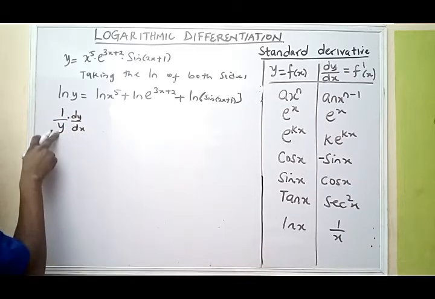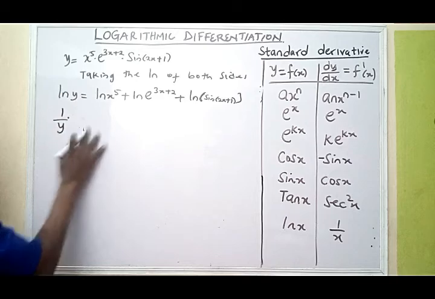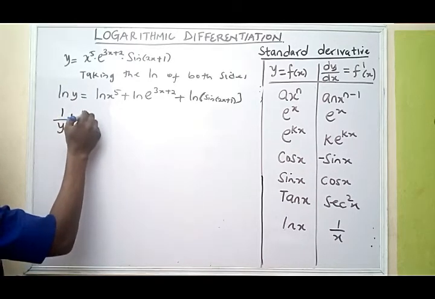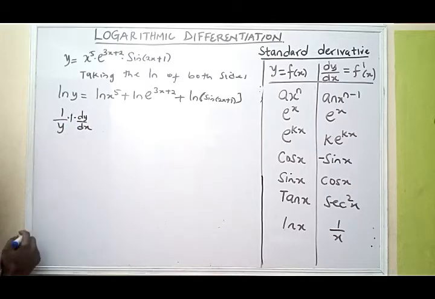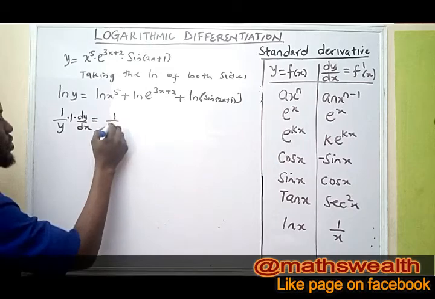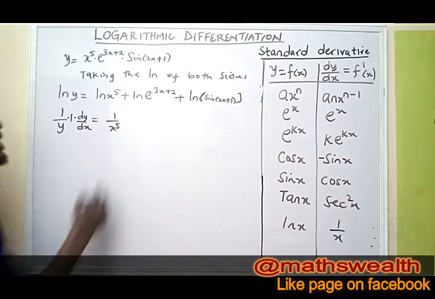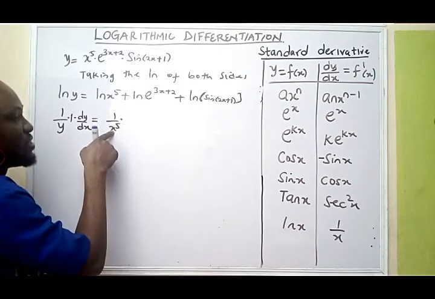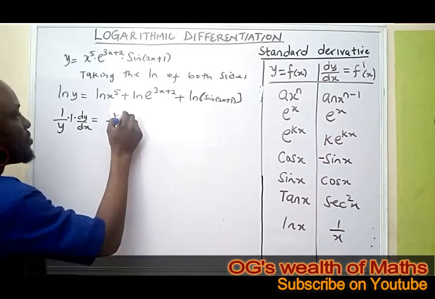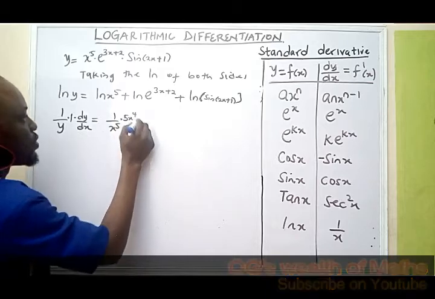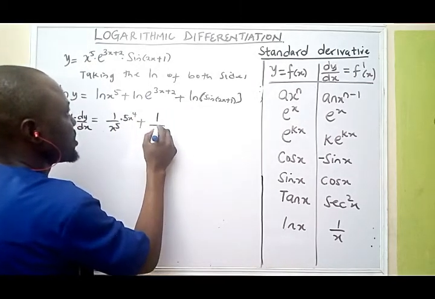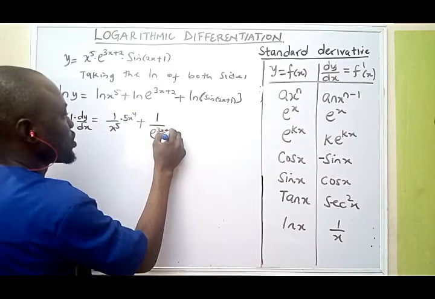Now why? Because I'm differentiating with respect to x, so I get 1 over y times dy/dx. The derivative of ln x^5 will be 1 over x^5, multiplied by the derivative of x^5, which gives me 5x raised to the power 4. Plus, this will be 1 over e raised to 3x plus 2.